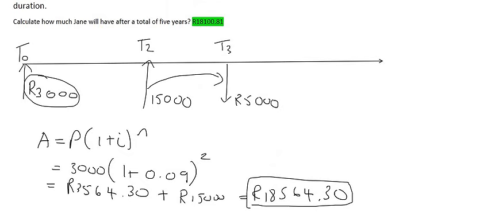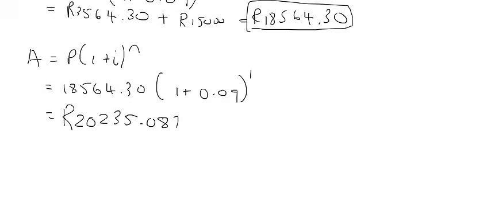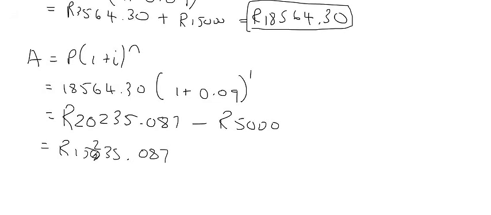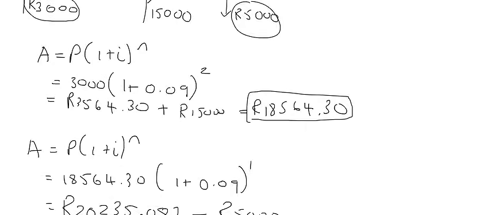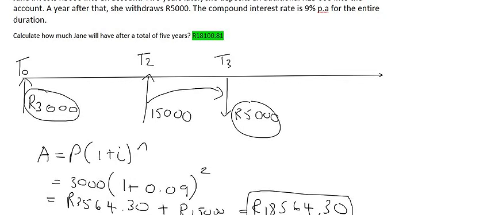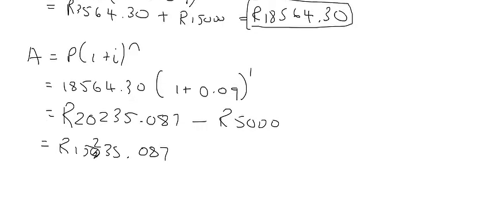At that third year, though, she's going to withdraw 5,000 Rand. So we have to minus 5,000 Rand, which means that Jane only has 15,235 Rand.087. Now that amount of money will still grow for how long? Well, they've asked us how much will Jane have after 5 years. So that amount of money that we have up until T3 is going to still grow for another 2 years.